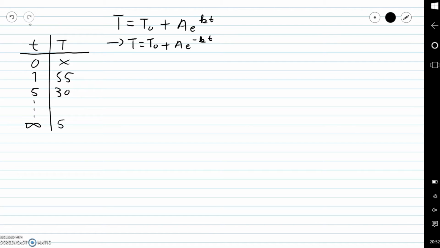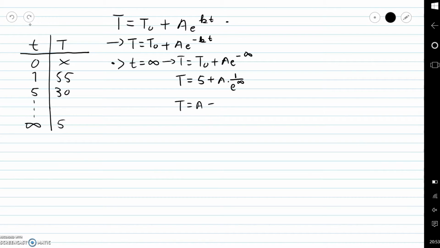Then we write the general equation. So when we put that time is approaching infinity, the temperature will become 5 plus A times 1 over e to the power of infinity, which will give us 5, A plus 5.